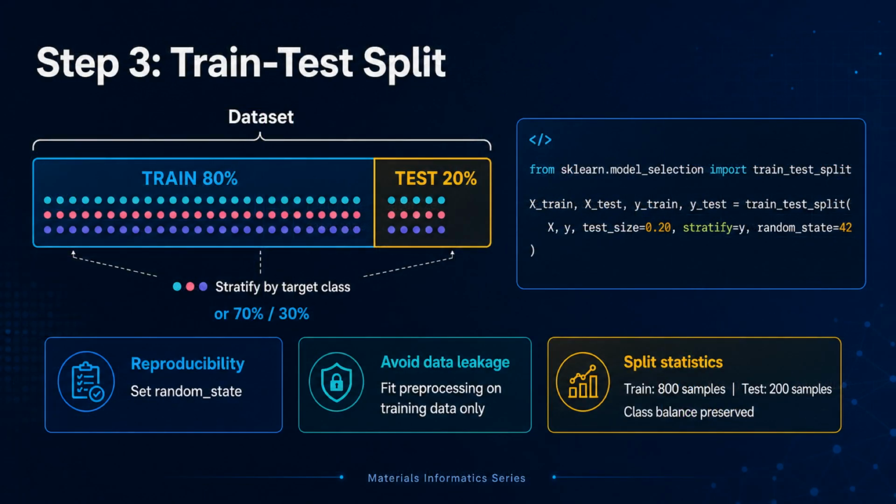Use sklearn's train_test_split with a typical 80-20 or 70-30 ratio. Set random state for reproducibility so you can recreate results. For classification tasks, consider stratification. The split must happen before any normalization to avoid data leakage. Report the sizes of training and test sets.